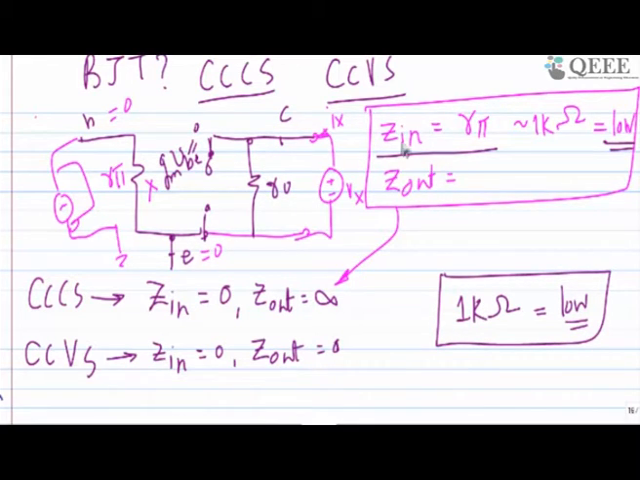This infinity is in parallel with R0. So the impedance offered by the GMVBE current source in parallel with R0 is giving me the output resistance. If this is very high, R0 is smaller, so R0 is winning. R0 is also in the range of kilo ohms. We agree that 1 kilo is approximately low. If this is the case, let's look at the second thing, which is current controlled voltage source.